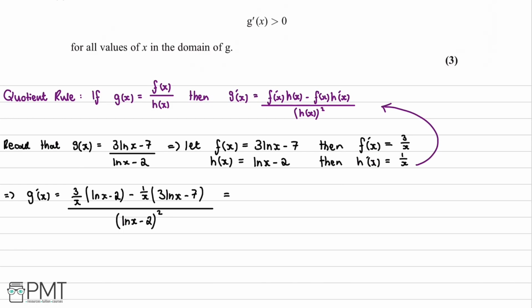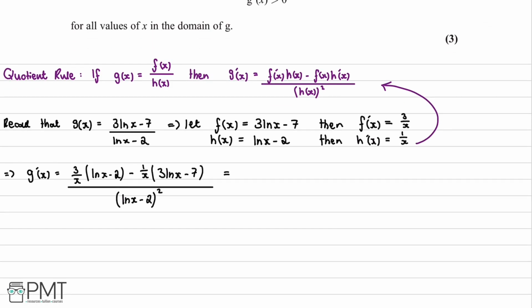So now we're going to look to simplify this slightly. We'll just expand the brackets out, and we'll have 3 over x multiplied by ln of x. Then we're going to subtract 3 over x multiplied by negative 2, which is going to be 6 over x. And then we'll subtract 1 over x multiplied by 3 ln x, so that's going to be 3 ln x over x. And then we're going to divide that by the denominator squared.